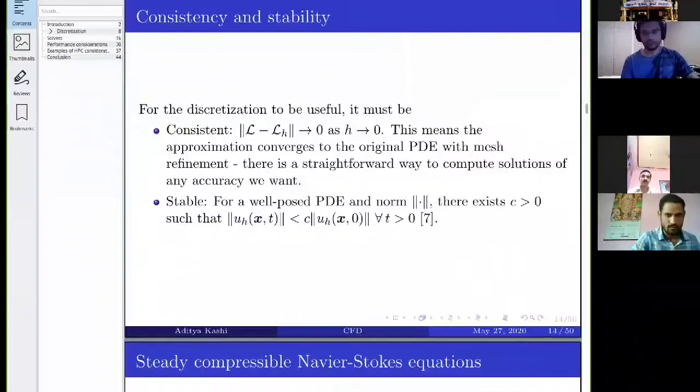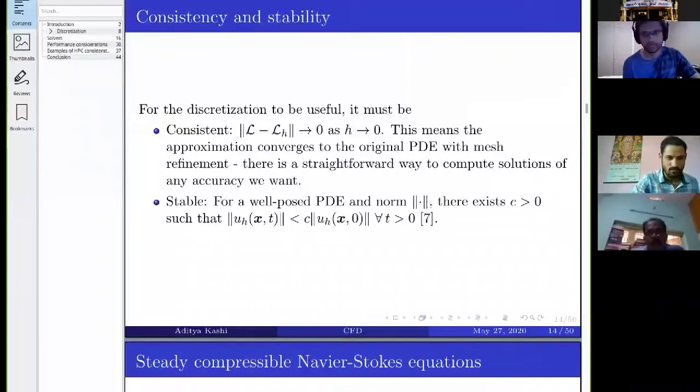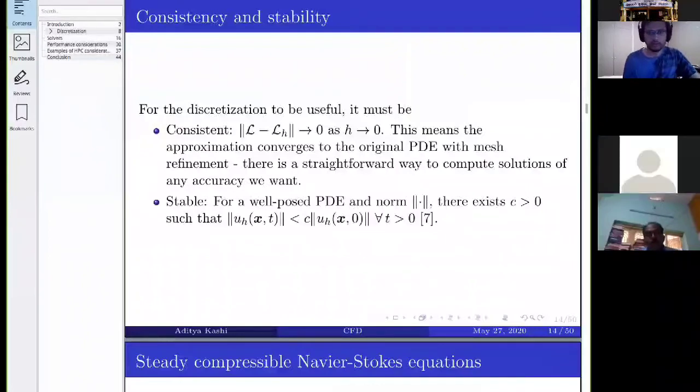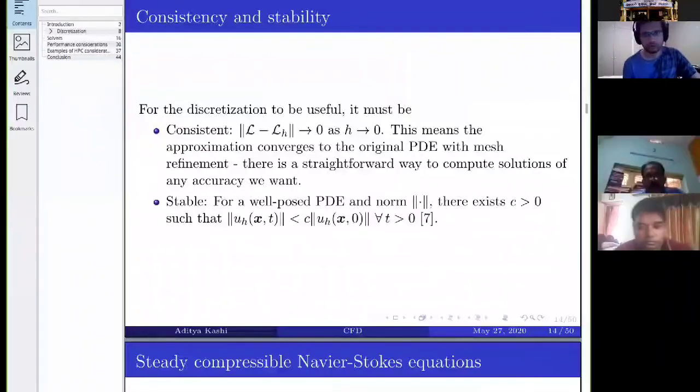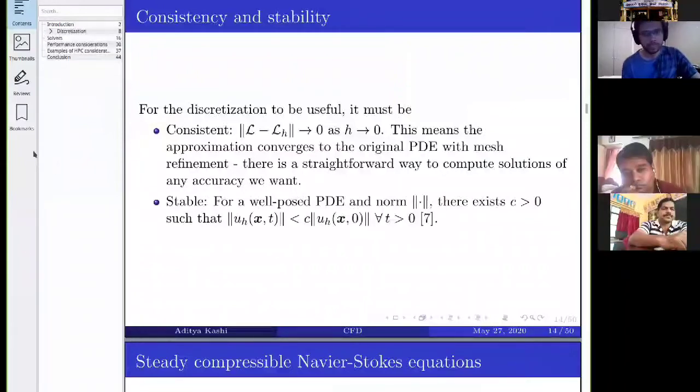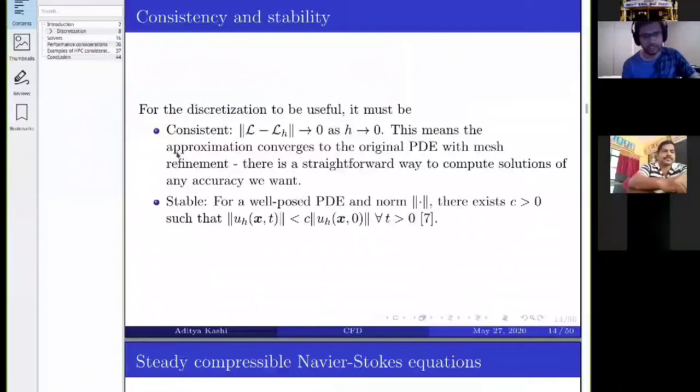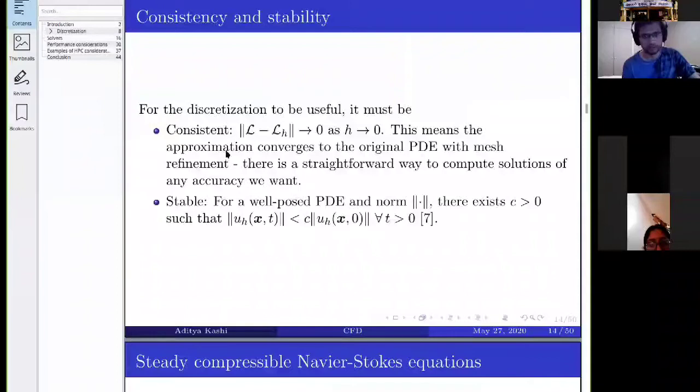So for discretizations, one of the most important things is to have a discretization that makes sense, in that it gives an approximation that is useful. And the way to quantify that is to have a discretization that is consistent and stable. So what we mean by consistency is that the original PDE denoted here by L and the discretized equations denoted by LH, the difference between them, and this is a norm symbol, so the difference between them in some norm tends to 0 as H tends to 0.